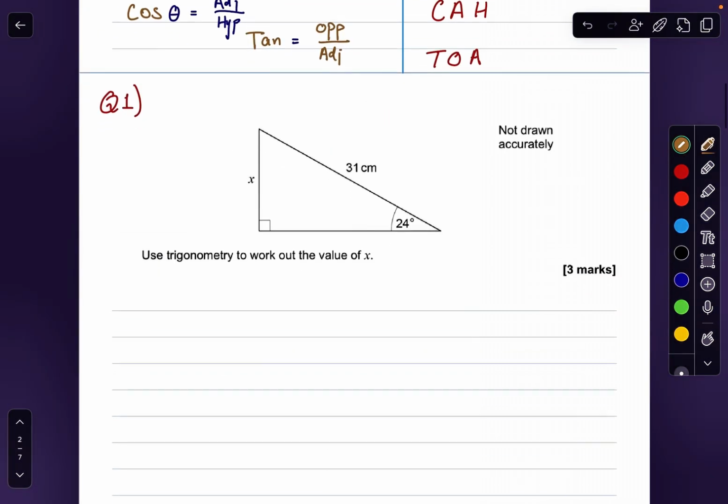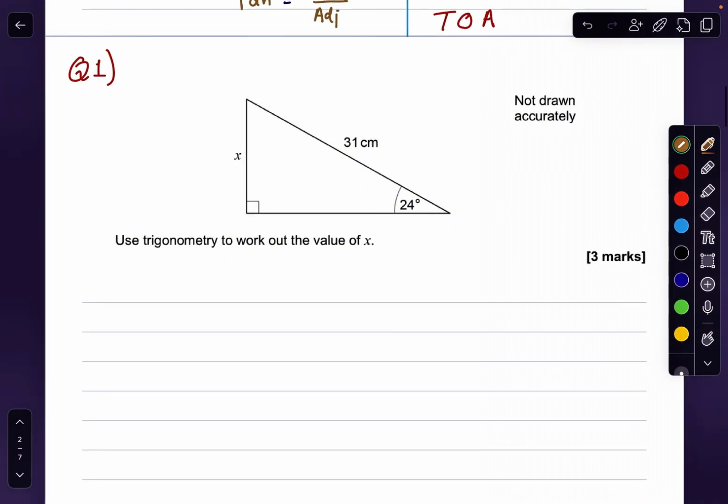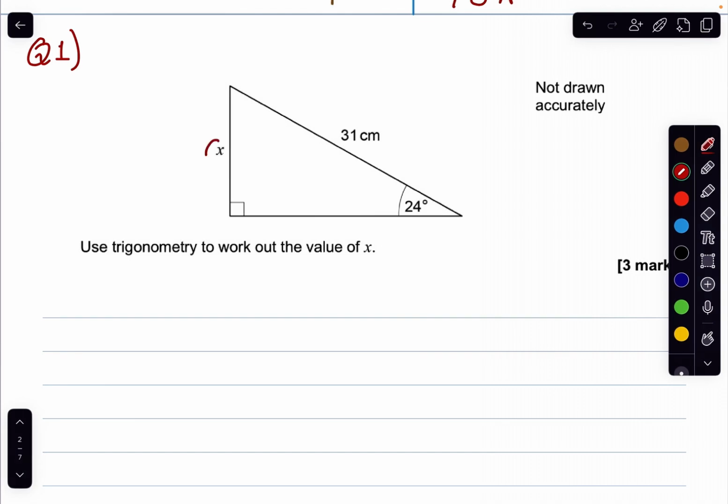Question number 1. The question says: use trigonometry to work out the value of x. First of all, what are we finding out? We are finding this side x. We can see this is again a right angle triangle. This is the 90 degrees, and this is the angle theta given here, 24 degrees. So theta equals 24 degrees.